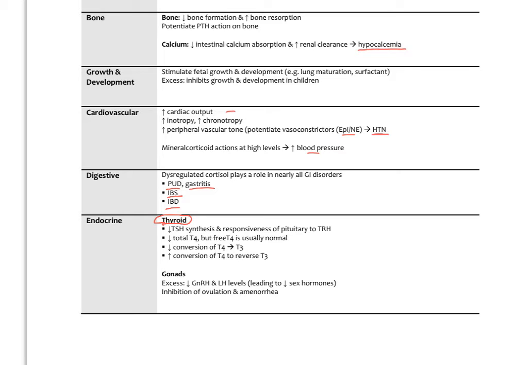So it's going to decrease TSH synthesis and responsiveness of the pituitary to TRH from the hypothalamus. Decrease the total T4, but the free T4 usually stays normal. And it inhibits the conversion of T4 to T3. Specifically, it's going to make more reverse T3, which is pretty much inactive and won't work at the thyroid receptor. So you can think of cortisol in general as inhibiting thyroid activity. In the gonads, it's going to suppress gonadotropins, and that would lead to suppression of the sex hormones with all those downstream effects.